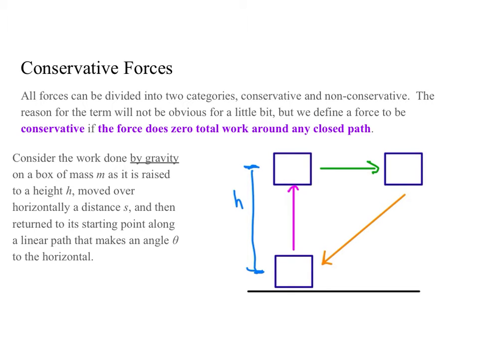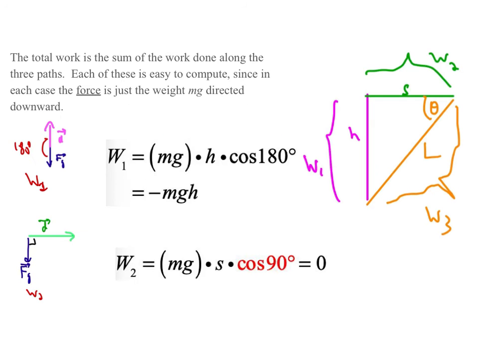Consider the work done by gravity on a box of mass m as it is raised to a height h, moved over a distance s, and then returned to the starting point along a linear path of length L that makes an angle theta. The total work done is the sum of the work done during each of the three paths. In each of these, it's easy to compute, since in each case the force is just the weight mg directed downward.